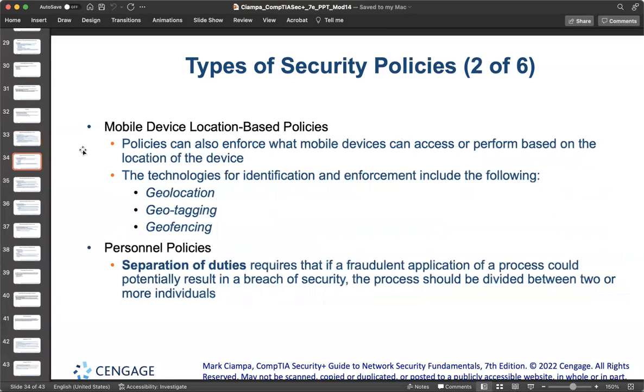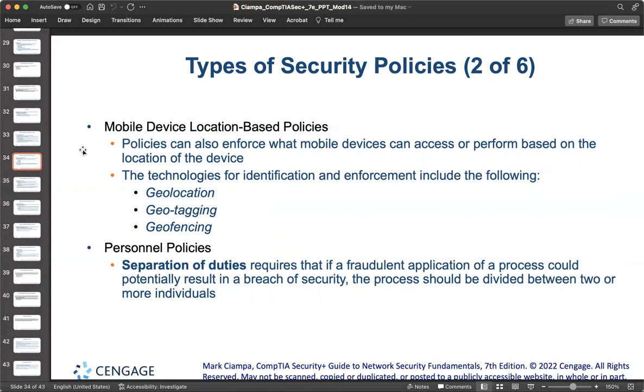Other types are mobile device location-based policies. It's important that you can use technology in order to identify and enforce policies like geolocating policies, geotagging policies, geofencing policies for, say, this user cannot connect to the network unless their device is within the vicinity of 5 miles from this point or anything like that. It is easy to apply policies that are on the mobile devices because of all the sensors and all the data that you can collect from these devices.